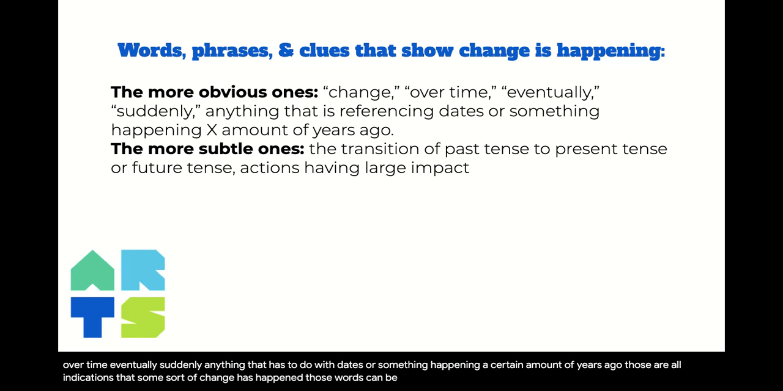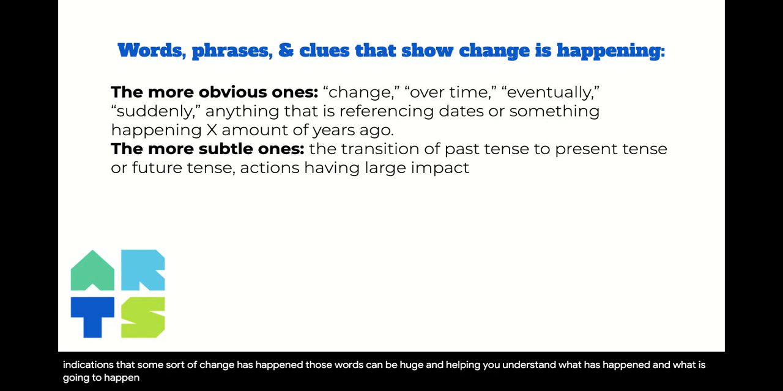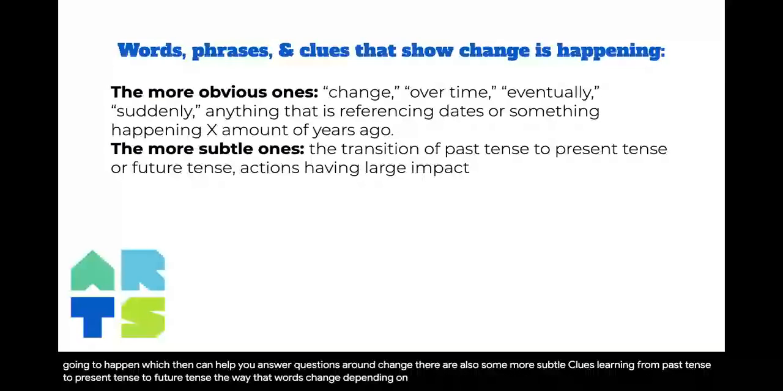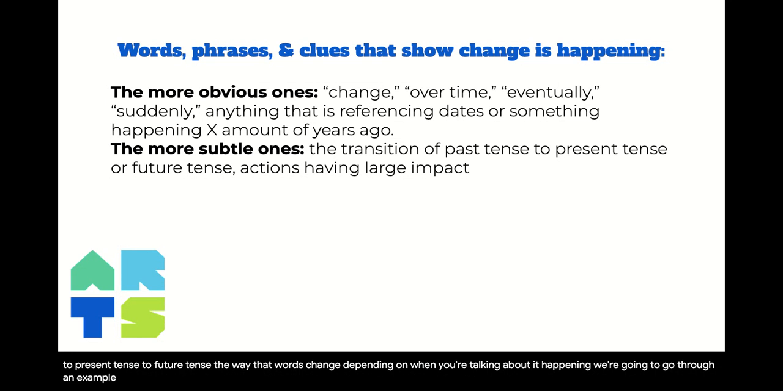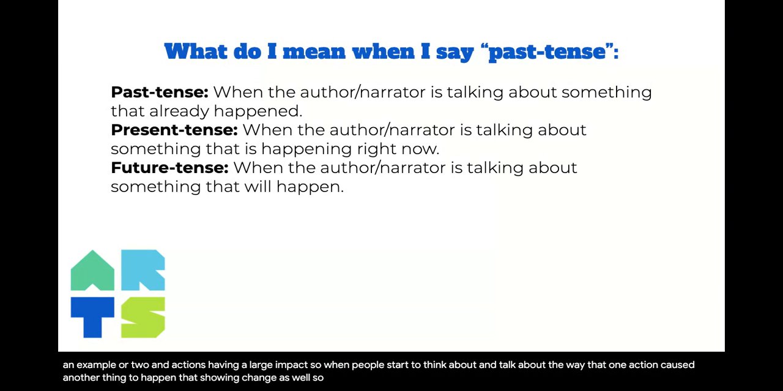Those words can be huge in helping you understand what has happened and what is going to happen, which then can help you answer questions around change. There are also some more subtle clues. Things like transitioning from past tense to present tense to future tense, the way that words change depending on when you're talking about it happening. We're going to go through an example or two. And actions having a large impact. So when people start to think about and talk about the way that one action caused another thing to happen, that's showing change as well. So we're going to go one by one.